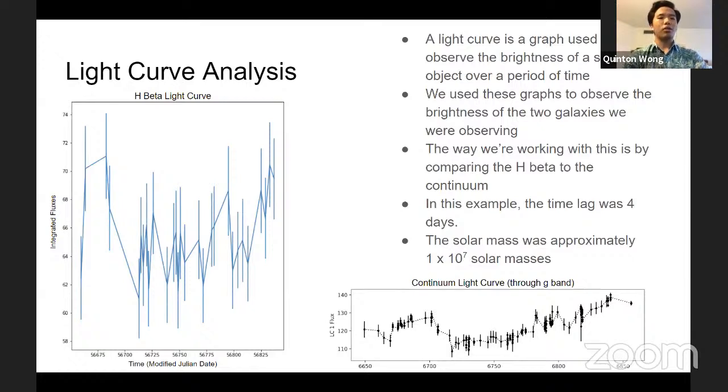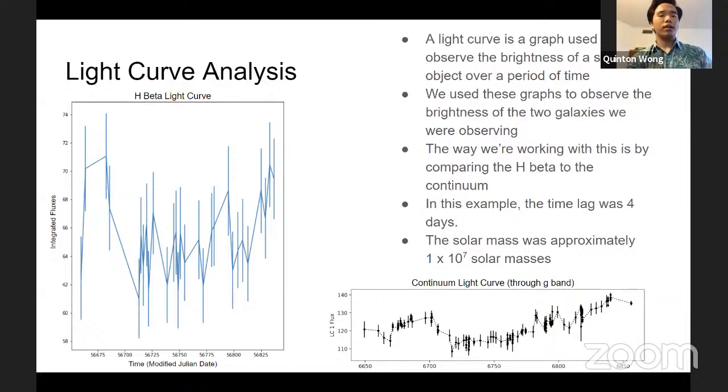So next slide. From here, we create what's called light curves, which, based on how many people have already done it, hopefully you're familiar with. Just as a quick refresher, it compares the brightness of an object, the flux, over a period of time. So we use these graphs to compare the galaxies. These two pictures are the light curves for the galaxy that I was using. On the left-hand side, we have the H beta light curve, which is the graph that I made. And in the bottom right-hand corner, we have the continuum light curve. That one I did not make, but we do use it for our comparison.